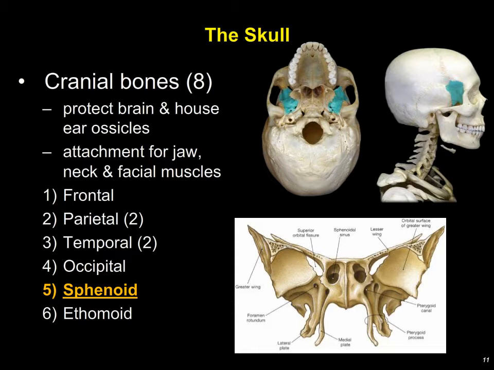The other thing you should be familiar with is a depression in the top of the sphenoid called the sella turcica. And the sella turcica is a cavity that houses the pituitary gland, which is a very important endocrine gland. And finally, you should notice the pterygoid processes which issue off the ventral part of the bone. The pterygoid processes are important sites of muscle attachment for the muscles of the jaw.